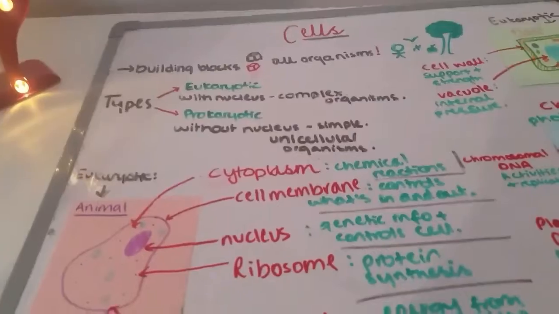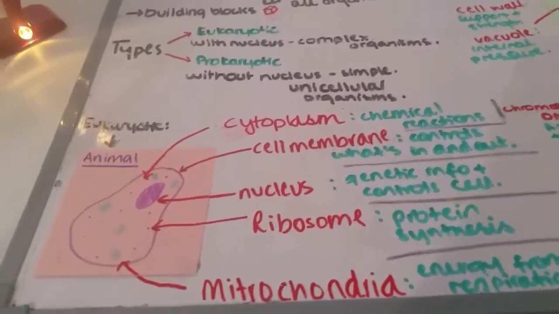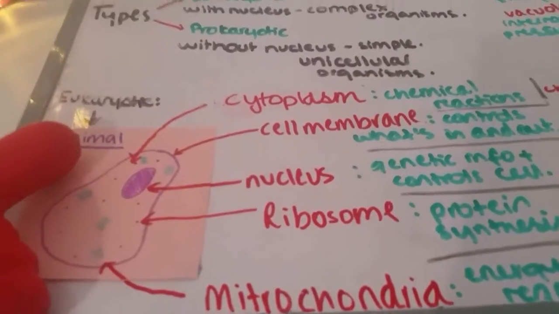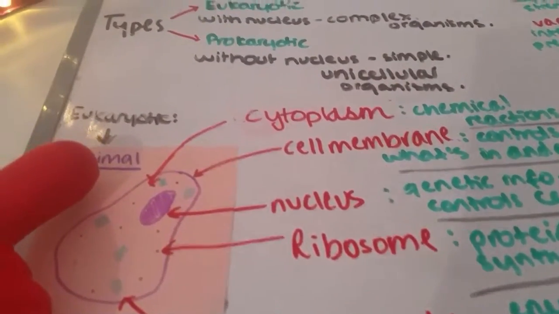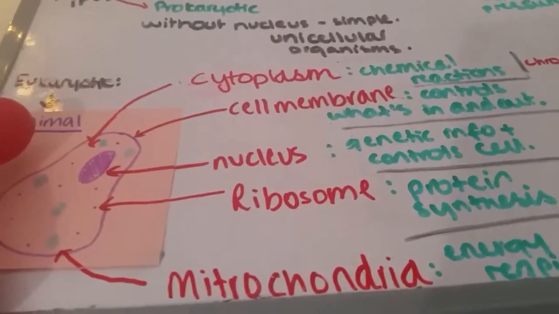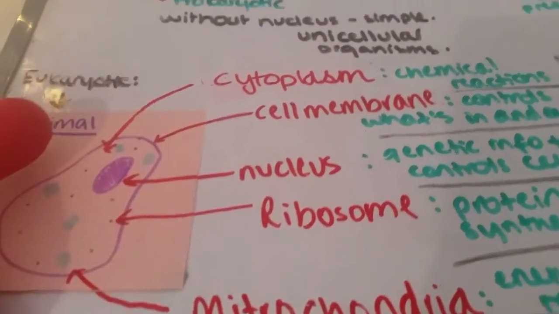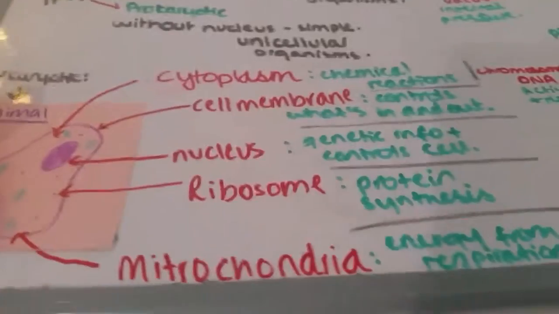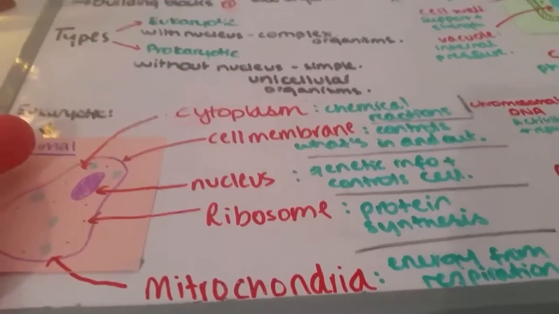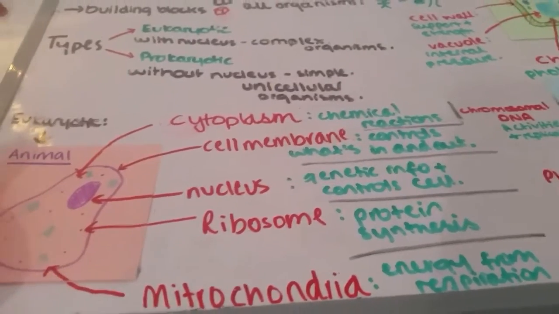So the most common type of cell that you do need to know about is the animal cell. Now, the animal cell, it is a eukaryotic cell. It's a complex cell and it also has a nucleus. So here are the components, as you can see. The cytoplasm. What does the cytoplasm do?